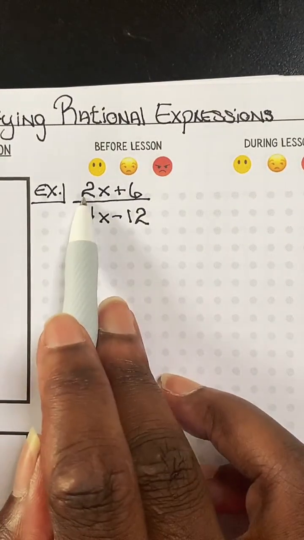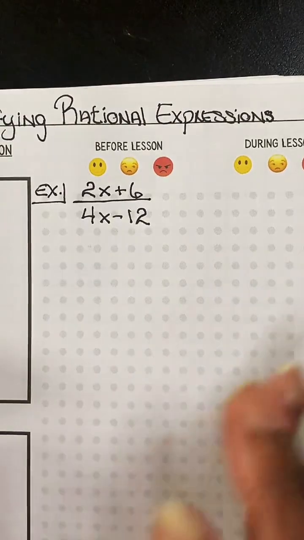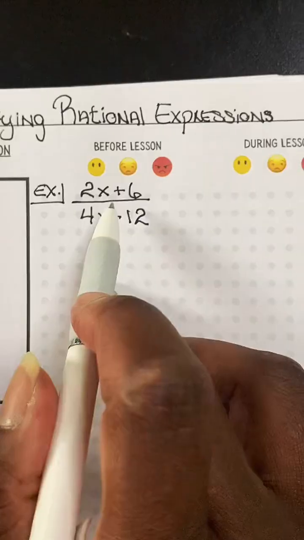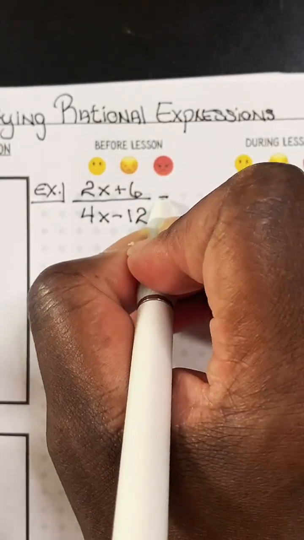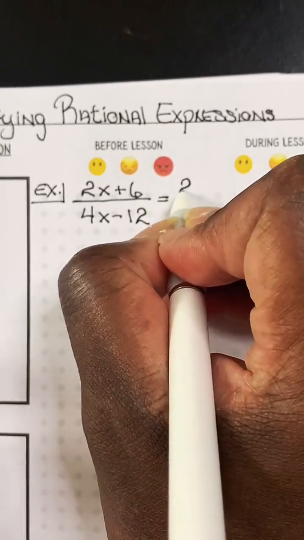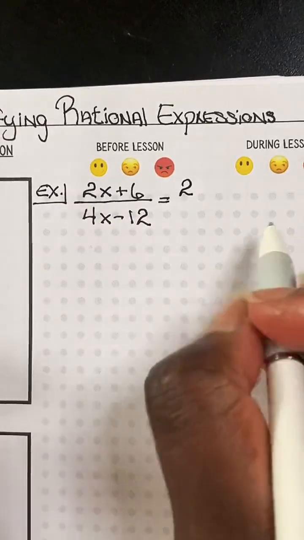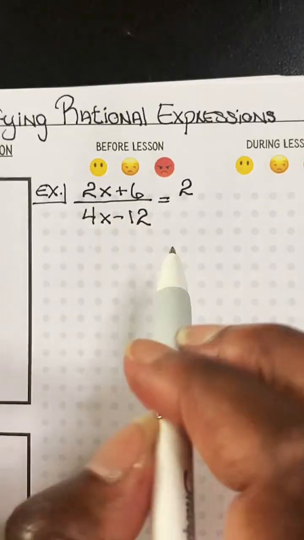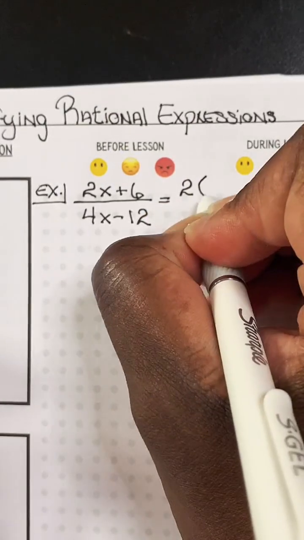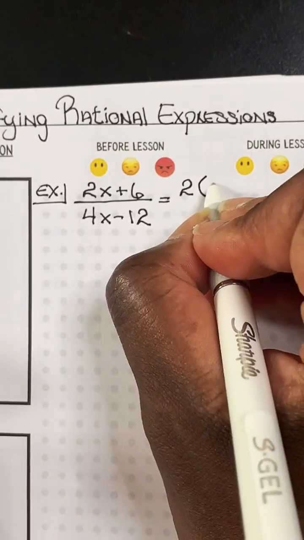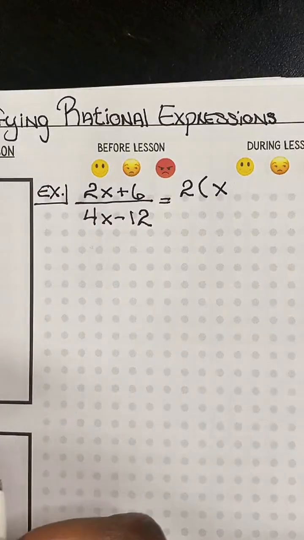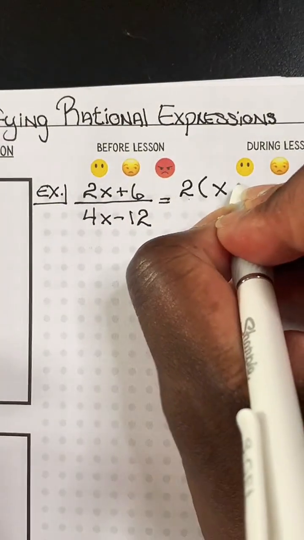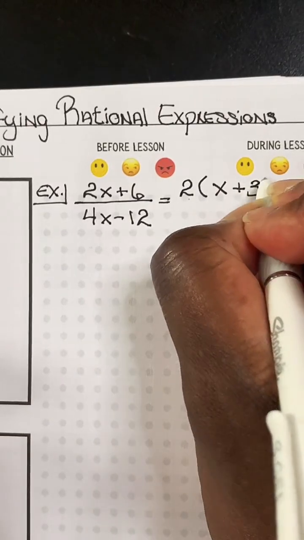Always the first thing when you're about to do anything, always ask yourself, do I have a GCF? So my numerator has a GCF, which is 2. So we're going to pull that 2 out. That means my original, I'm going to divide it by 2. So 2x divided by 2 gives me 1x, or just x. 6 divided by 2 gives me a positive 3.